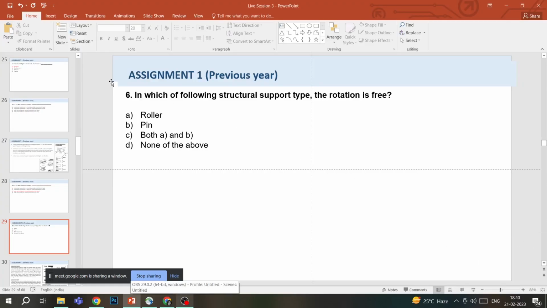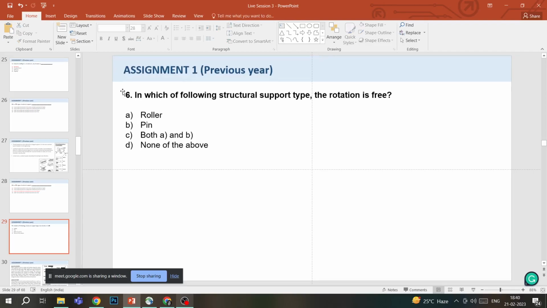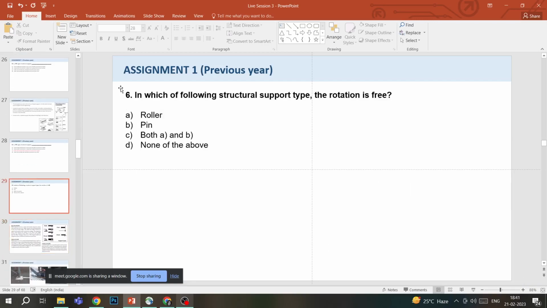In which of the following structural support types is the rotation free? We have a roller type, we have pin type, the third option is both A and B, and the fourth option is none of the above. So to be able to answer that, we should understand roller type and pin type.